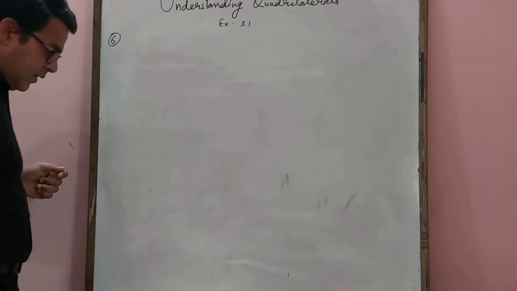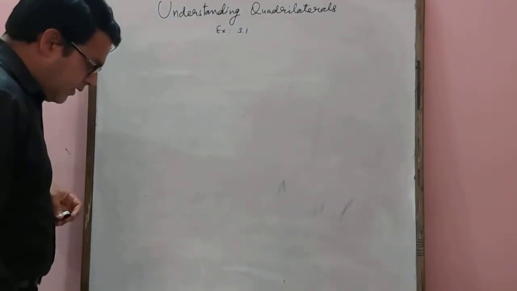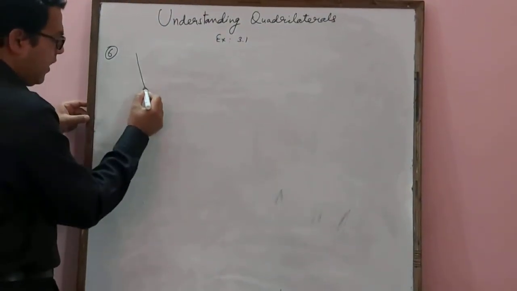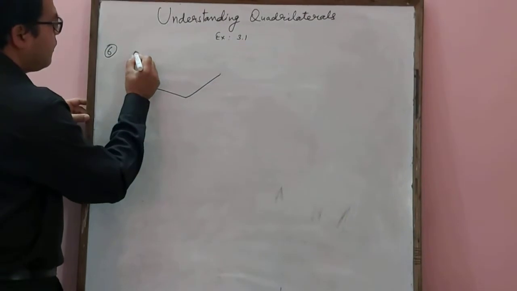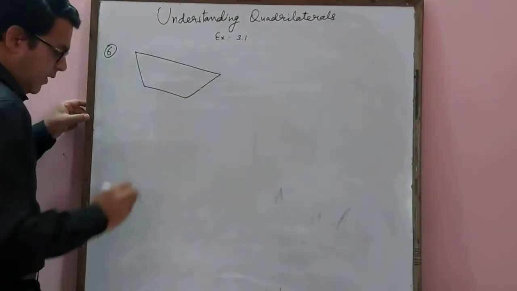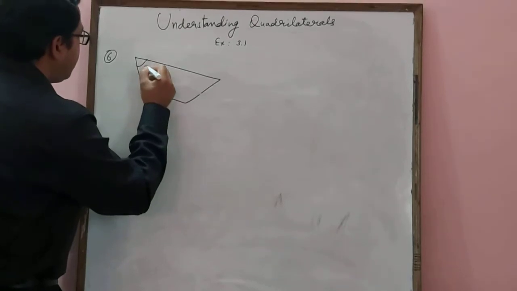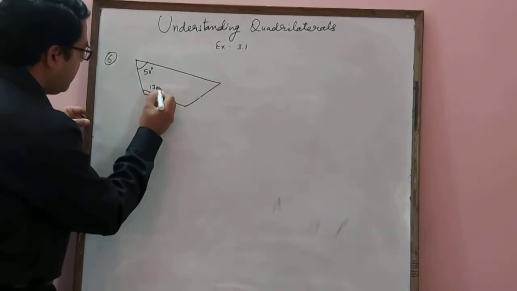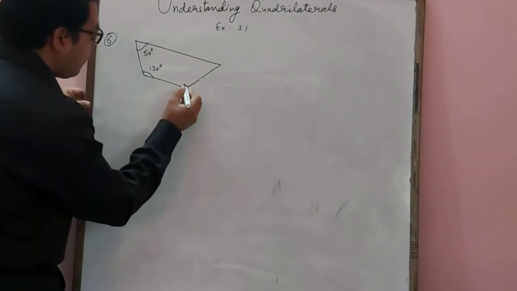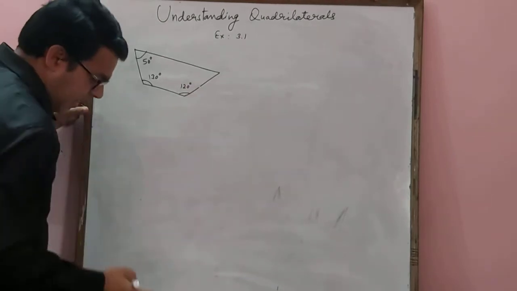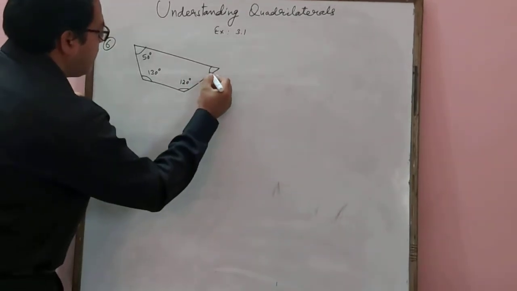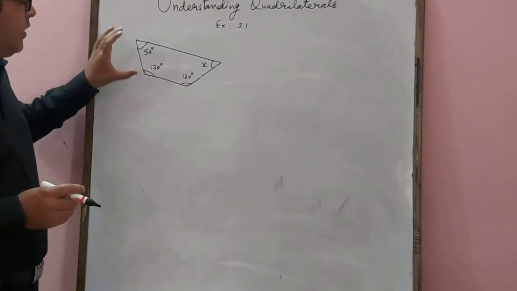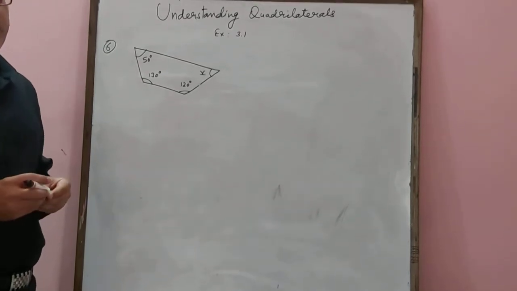Question number 6: find out the angle measure x in the following figure. One figure is given there. Let me draw the figure first. This is the figure, a quadrilateral. This angle is given, it is 50 degrees. This angle is 130 degrees. And this angle is 120 degrees. And this angle is x degrees. Right, guys? This is a quadrilateral. It has 4 sides and 4 angles.